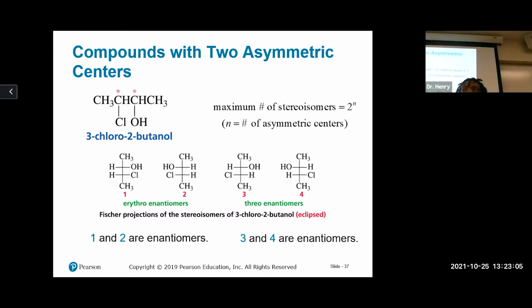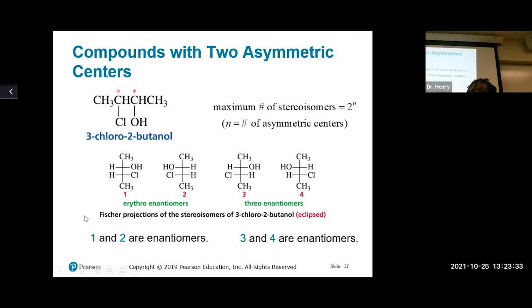So in the case where we have two asymmetric centers, then we have the ability of having, in some cases, 4 stereoisomers. All right. You guys take a look here. So here's one enantiomer. Here's another enantiomer, 2 sets. Right. So 1 and 3 are enantiomers of each other, and 3 and 4 are enantiomers of each other.